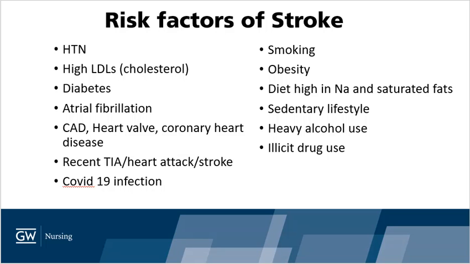Any disease process that has an inflammatory process, such as lupus or rheumatoid arthritis, also carries risk for strokes because of that inflammatory process. Other things like smoking, obesity, an unhealthy lifestyle, high saturated fats and sodium in the diet, not exercising. They have a history of too much alcohol, and even illicit drug use, such as cocaine. All of these things have high risk factors of stroke tied to them.